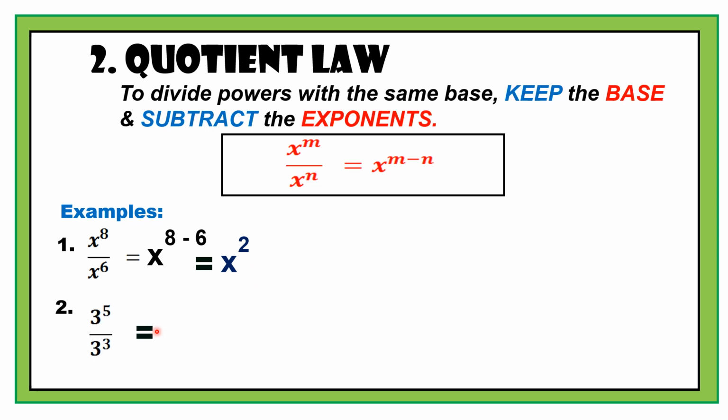Number 2, 3 raised to the 5th power over 3 raised to the 3rd power, or 3 cubed. So, copy natin yung base. So, that is 3. Then, subtract natin yung exponent. Raised to 5 minus 3. So, simplify natin. So, we have 3 raised to the 2nd power, or 3 squared. And 3 squared is the same as 3 times 3. And 3 times 3 is equal to 9. So, final answer is 9.